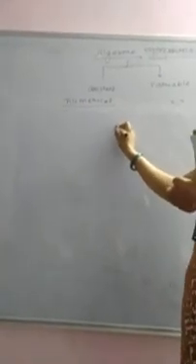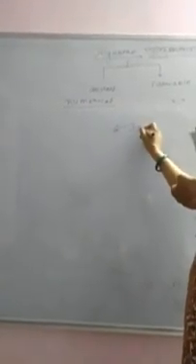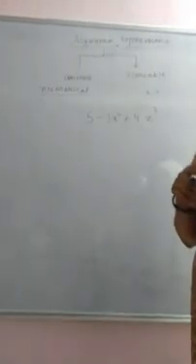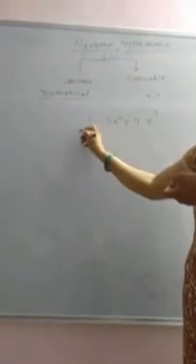5 minus 3x square plus 4, I am taking the one variable only, x cube. Let me know how many terms are there. So, how many terms are there? 3 terms. 1, 2, 3. Because there are 2 signs.